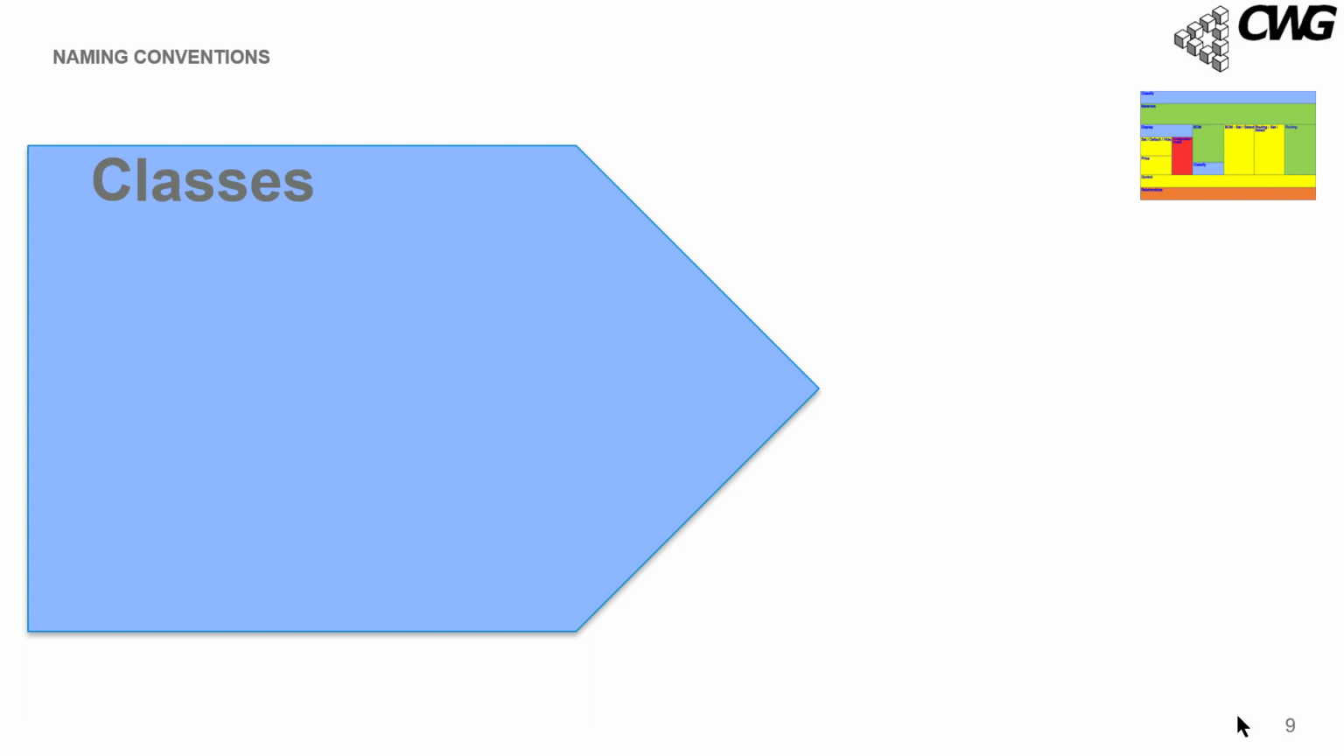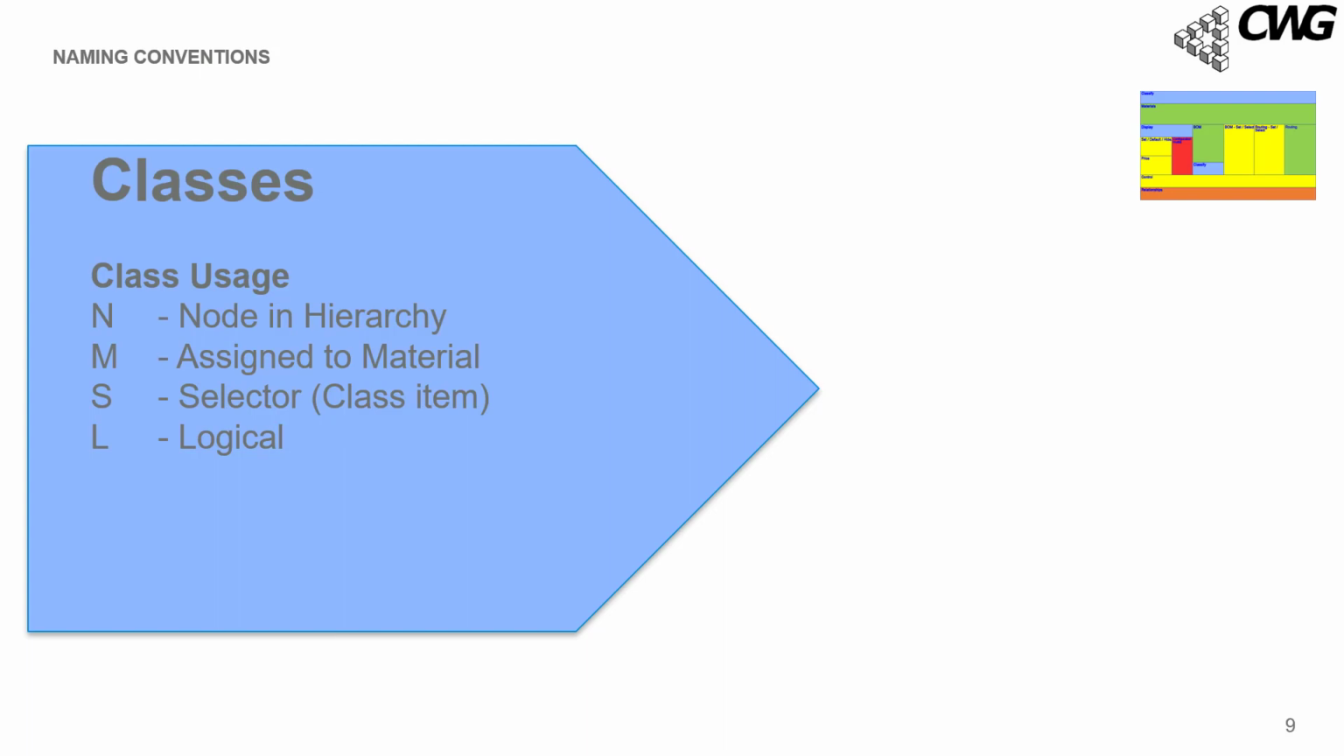So let's begin with classes. We have different usages of classes in VC models. They can be classes for modeling, sometimes in a class hierarchy, and also as class items in BOMs. I use the prefix of N if used as a class node, M if the class is assigned to materials, S where it is a class item in the bill of materials, and L where a class may be needed for a logical purpose, such as being shared across models. Just by looking at the name, you can identify the purpose of the class without needing to drill deeper.